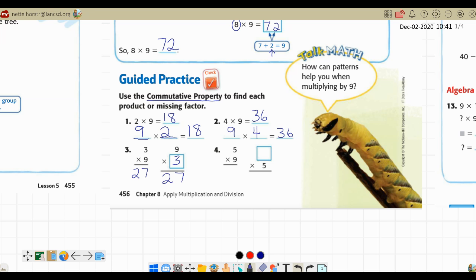Do the same thing for number 4. Pause the video. Okay, and the commutative property of 5 times 9 is 9 times 5. I can skip count by 5s and know that the answer is 45.